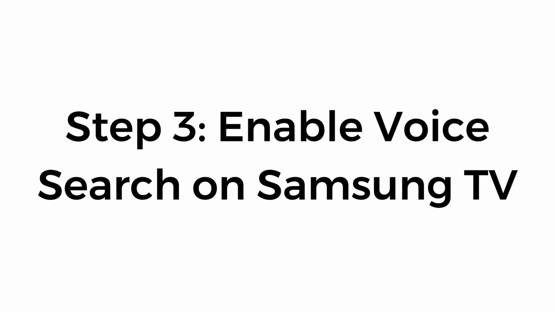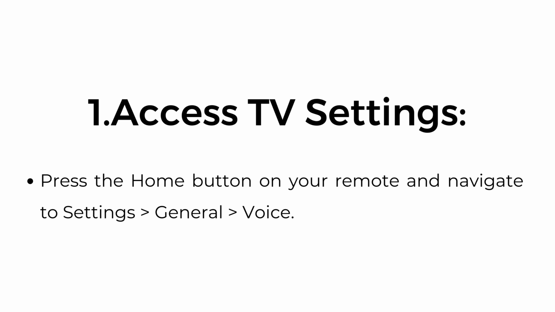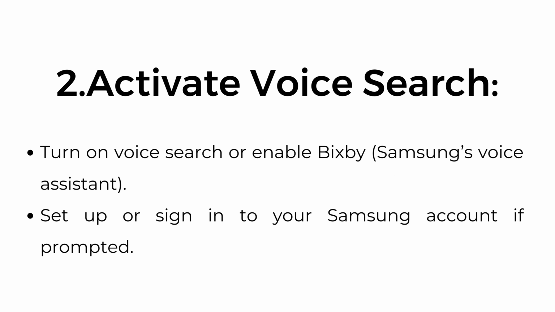Step 3. Enable voice search on Samsung TV. Access TV settings. Press the Home button on your remote and navigate to Settings, General, Voice. Activate voice search. Turn on voice search or enable Bixby, Samsung's voice assistant. Set up or sign in to your Samsung account if prompted.